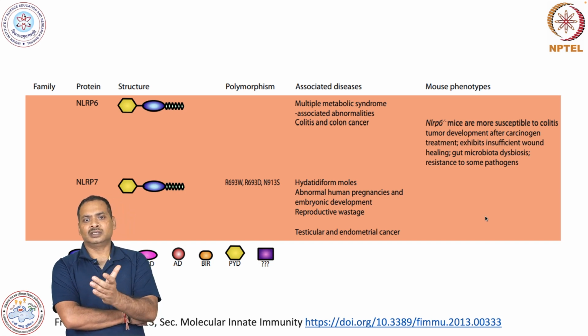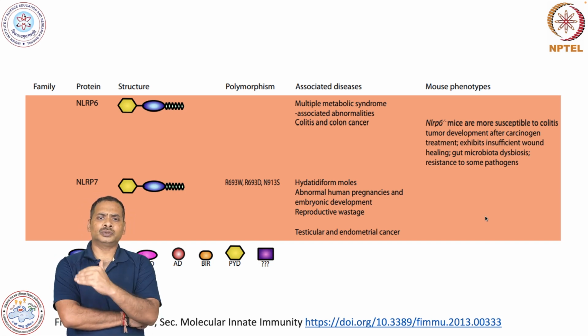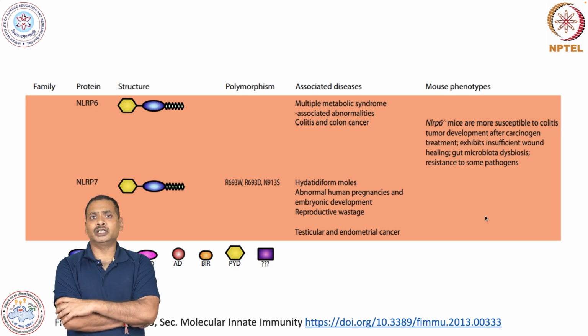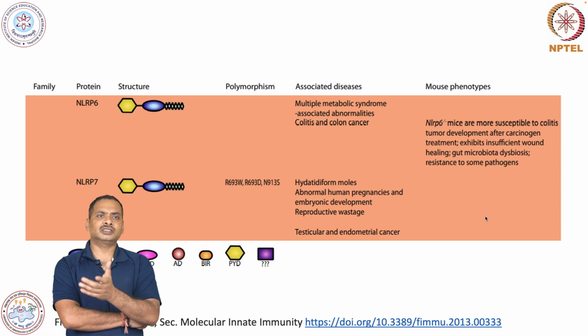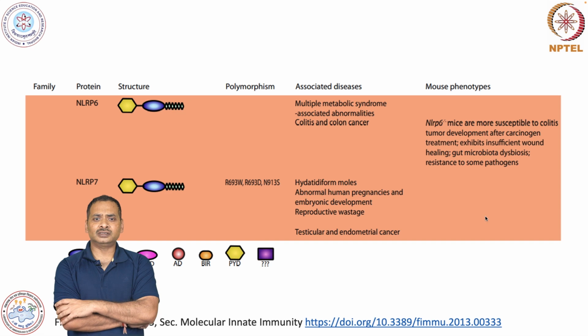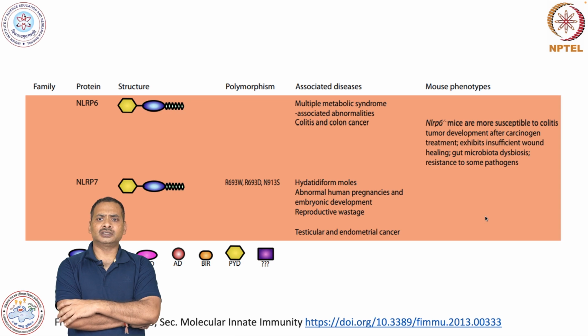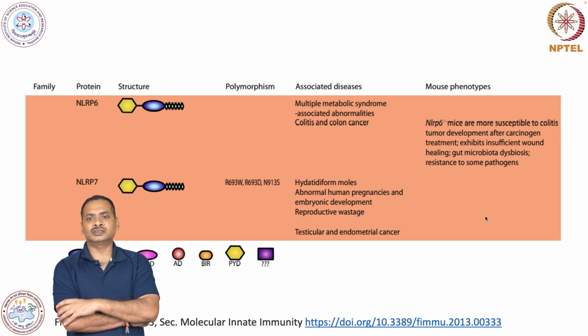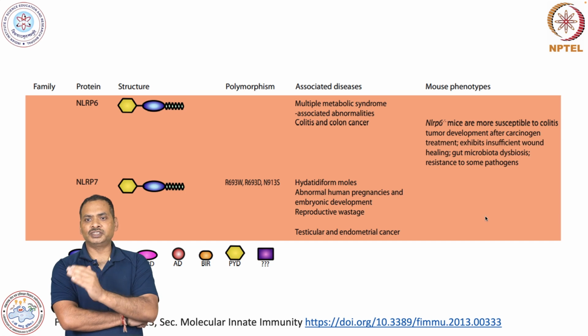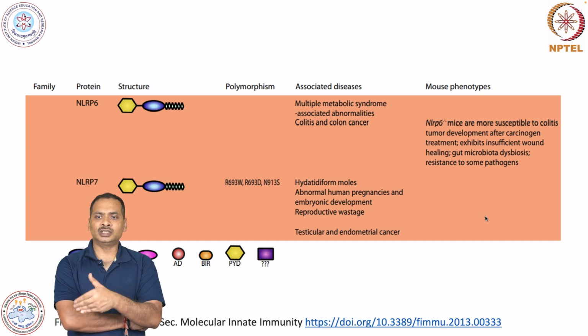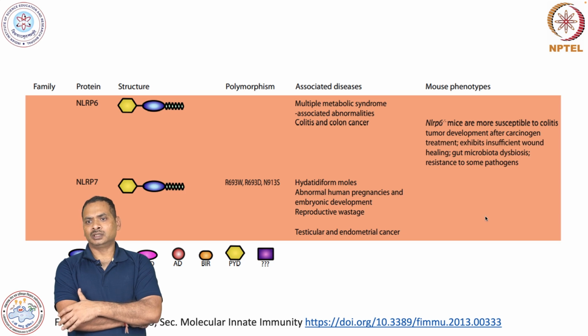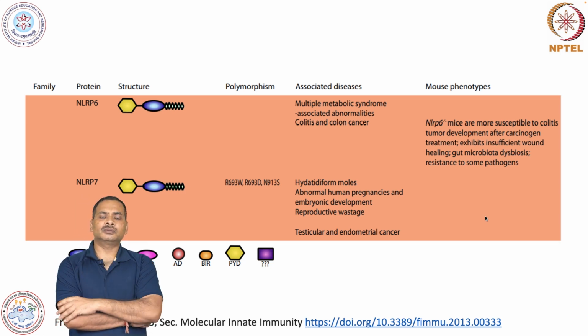NLRP6, this is also reported with human diseases like metabolic syndrome, okay, associated abnormalities such as colitis, colon cancer, and the mice are also investigated. These NLRP6 knockout mice are more susceptible to colitis, tumor development after carcinogen treatment, exhibit insufficient wound healing, gut microbiota dysbiosis, and resistance to some pathogens.